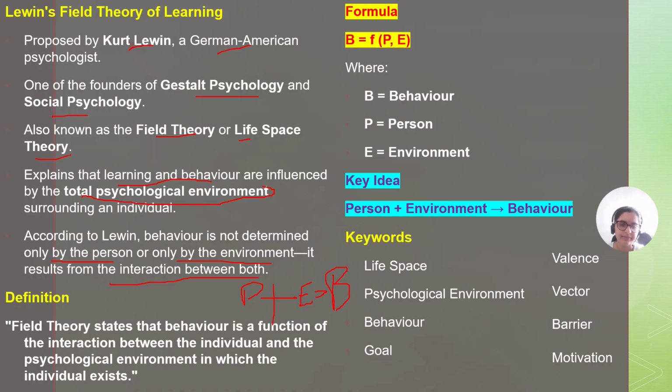according to Lewin. So, field theory states that behavior is a function of the interaction between the individual and the psychological environment in which the individual exists. So, what is the formula? Behavior is a function of the interaction between the person and the environment. So, person plus environment is behavior. These are the keywords you can go through, and I will be explaining all the keywords in the upcoming slides.